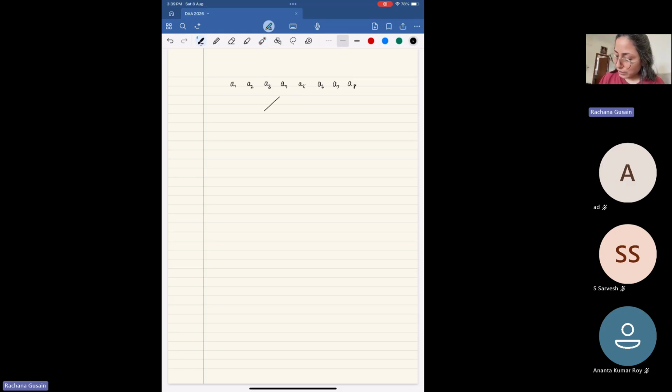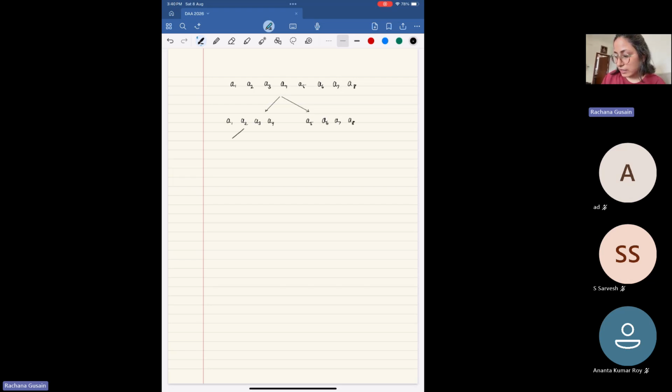Okay? So the left half will have points from A1 to A4, and these are not ordered, right? So the goal is to really order them. And the other half will have points from A5 to A8. And we keep on doing this division step.